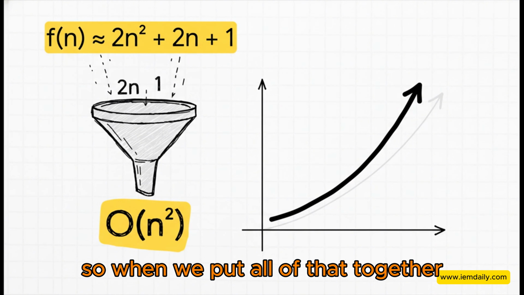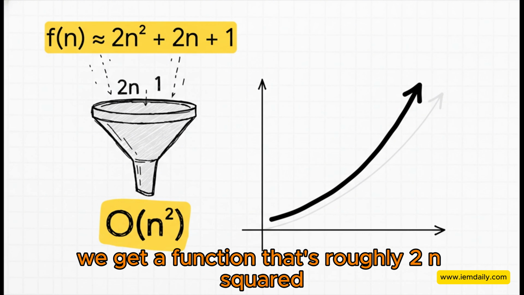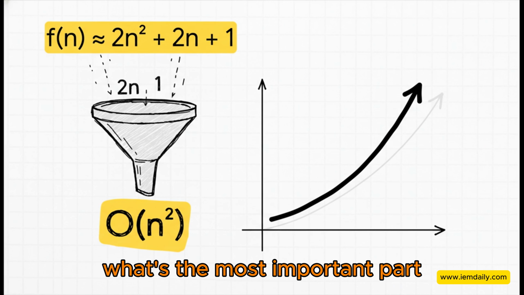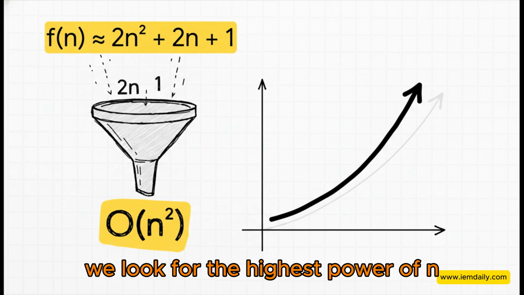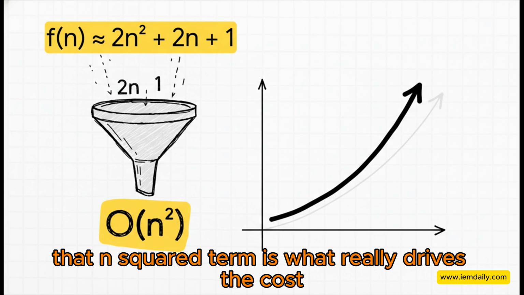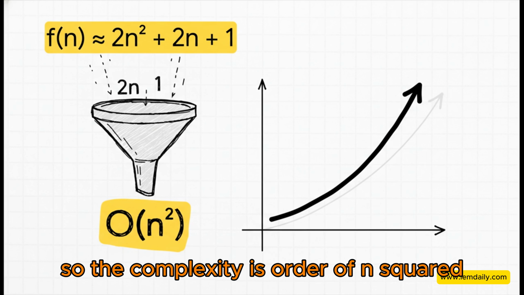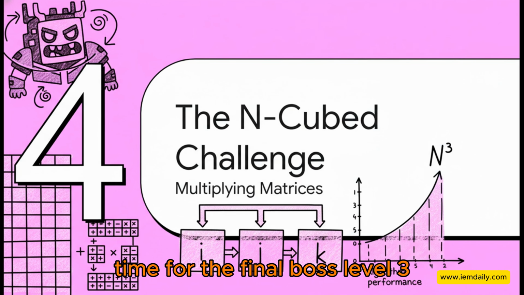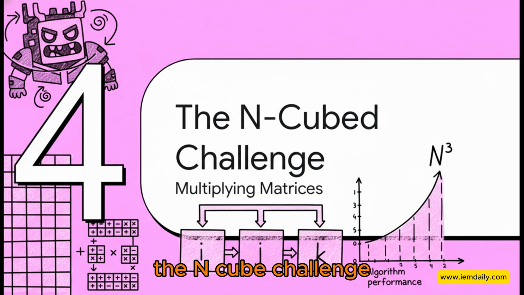So when we put all of that together, we get a function that's roughly 2n squared plus 2n plus 1. And here we go again. What's the most important part? We look for the highest power of n. In this case, it's 2. That n squared term is what really drives the cost. So the complexity is order of n squared, or O of n squared.